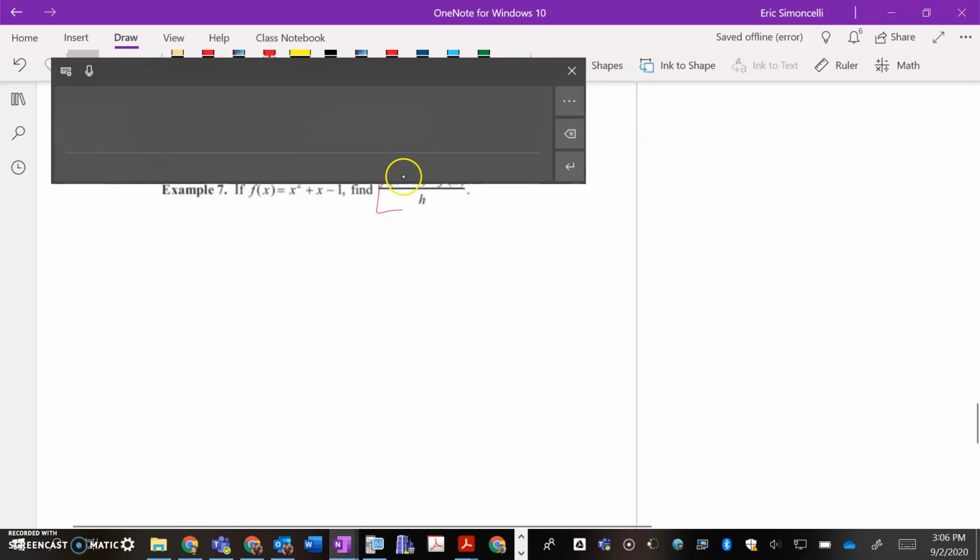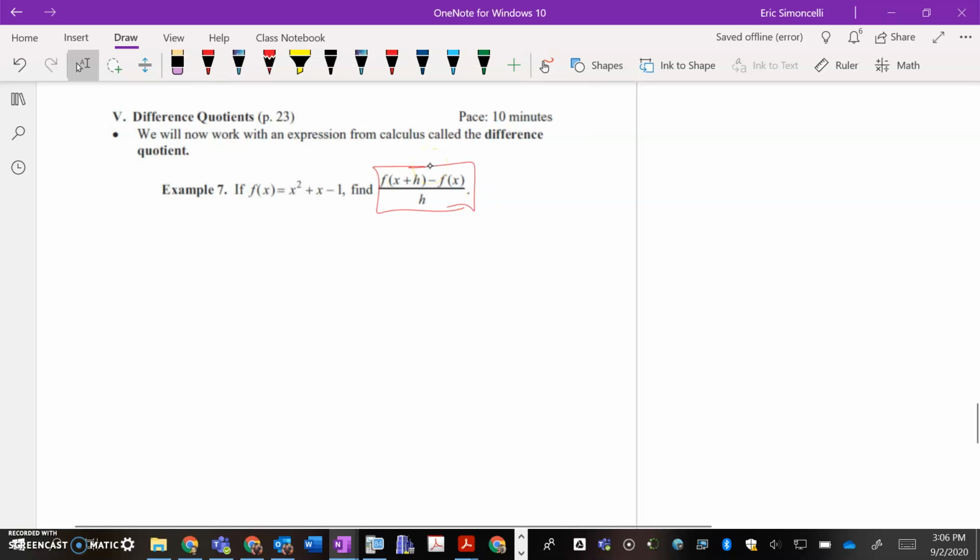So this difference quotient is something that is quite regularly referenced in calculus. And because this is a, quote, pre-calculus class, you are going to see some concepts that are prepping you for a lot of the calculus that you will likely see later. So in this particular problem, we've got a function. It says if f of x equals x squared plus x minus 1, it's a quadratic function. It says find what we call the difference quotient.